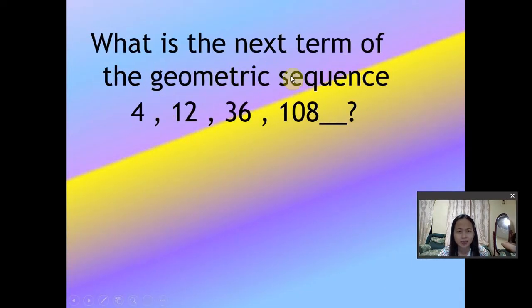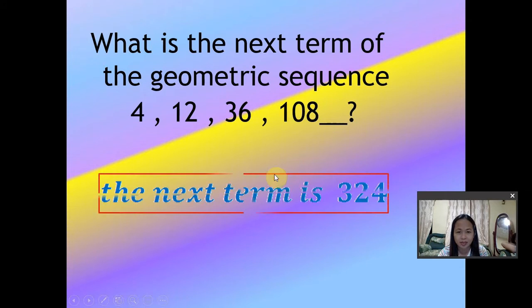What is the next term of the geometric sequence 4, 12, 36, 108? So what will be the next term after 108? To get the next term, you will multiply that particular term, this 108, by its common ratio. So what is the common ratio of this particular sequence? That is 3, since 12 divided by 4 is 3, or 36 divided by 12 is also 3. So multiplying 108 by 3, our next term is 324.